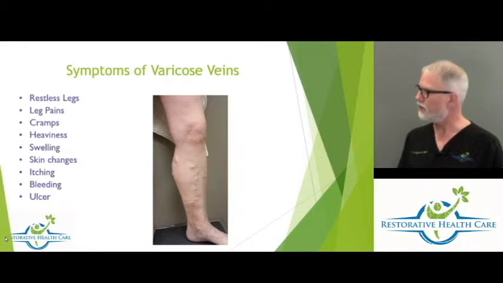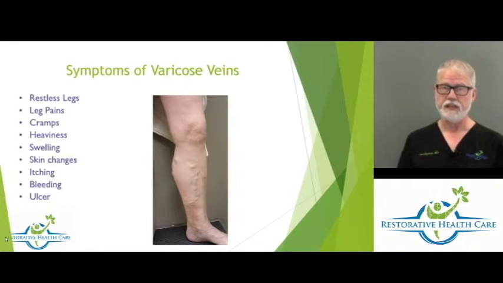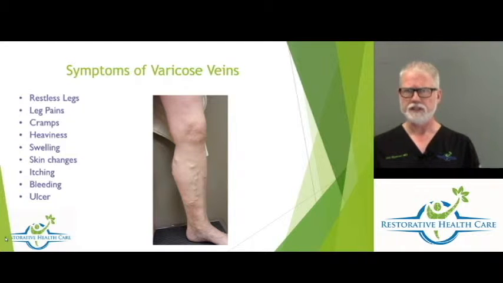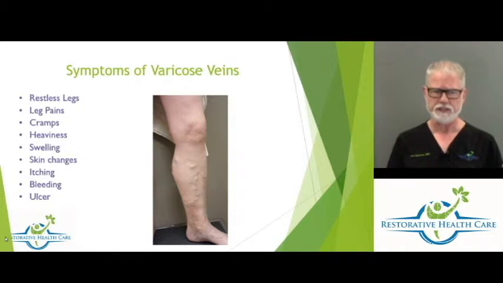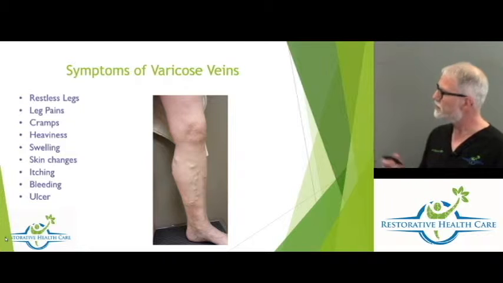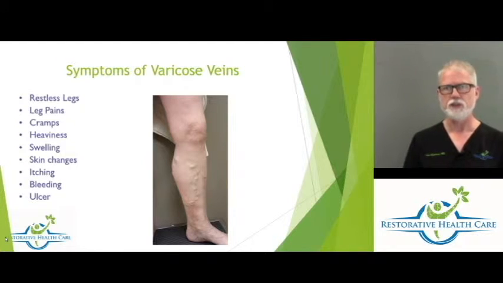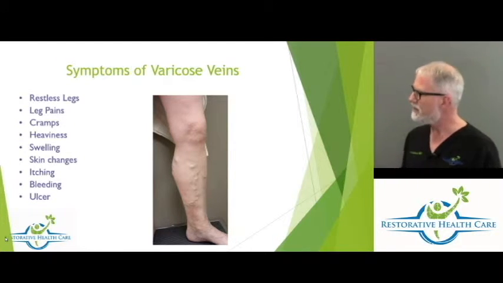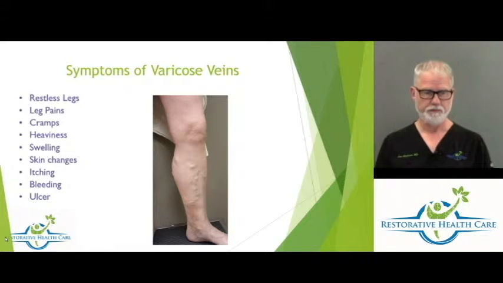When the skin changes occur, which is due to the pressure in the skin and some of the chemical reactions that the pressure in the skin causes from the venous disease, the risk for bleeding and ulcers and infections goes way up. So again, that's a sign of fairly advanced disease.